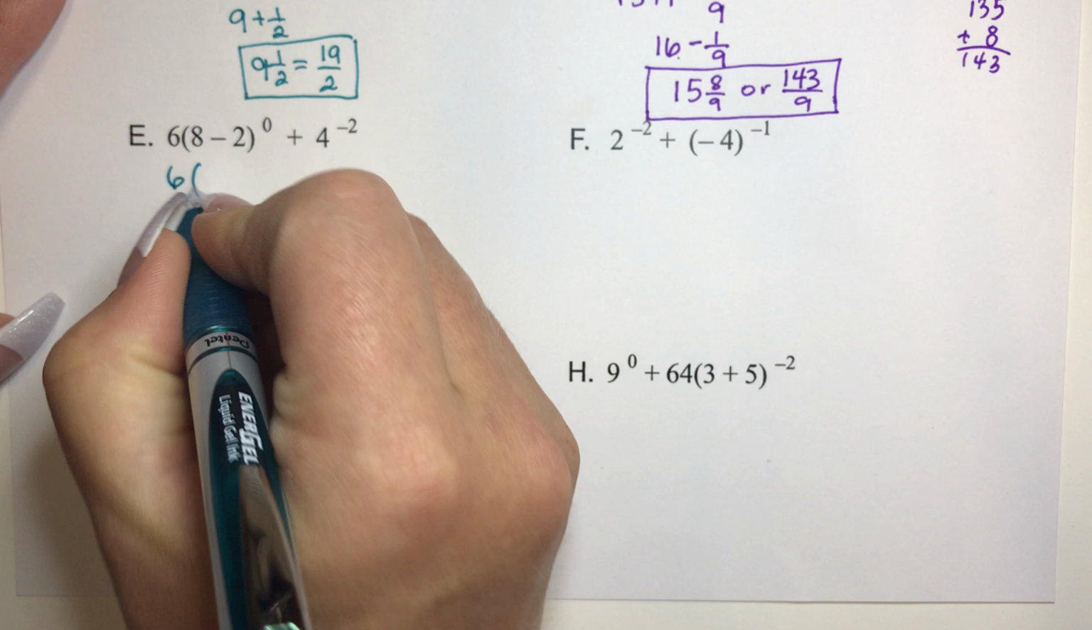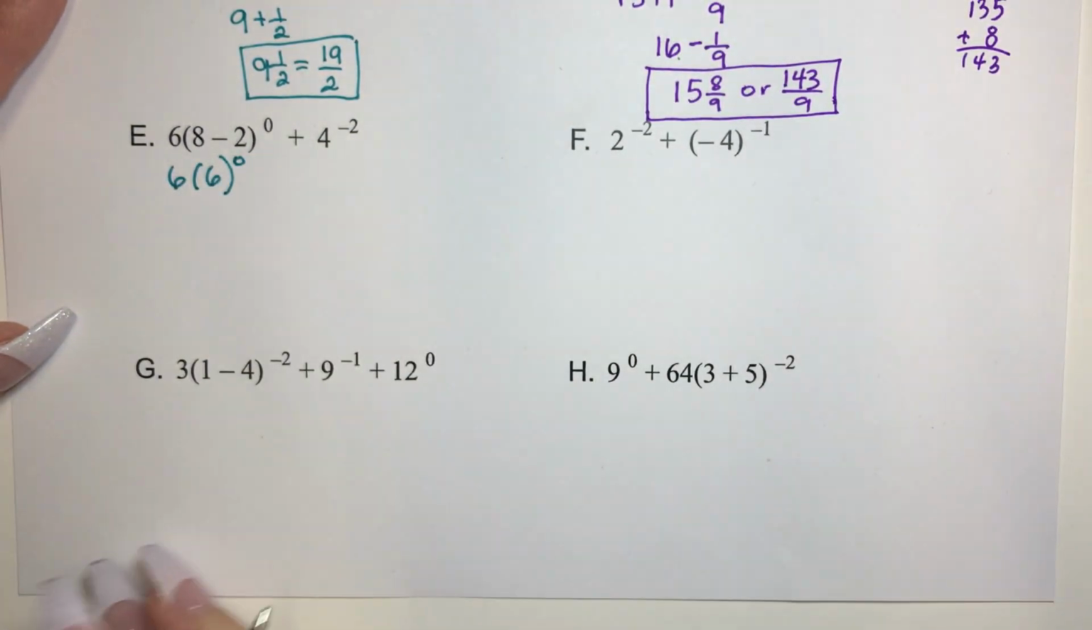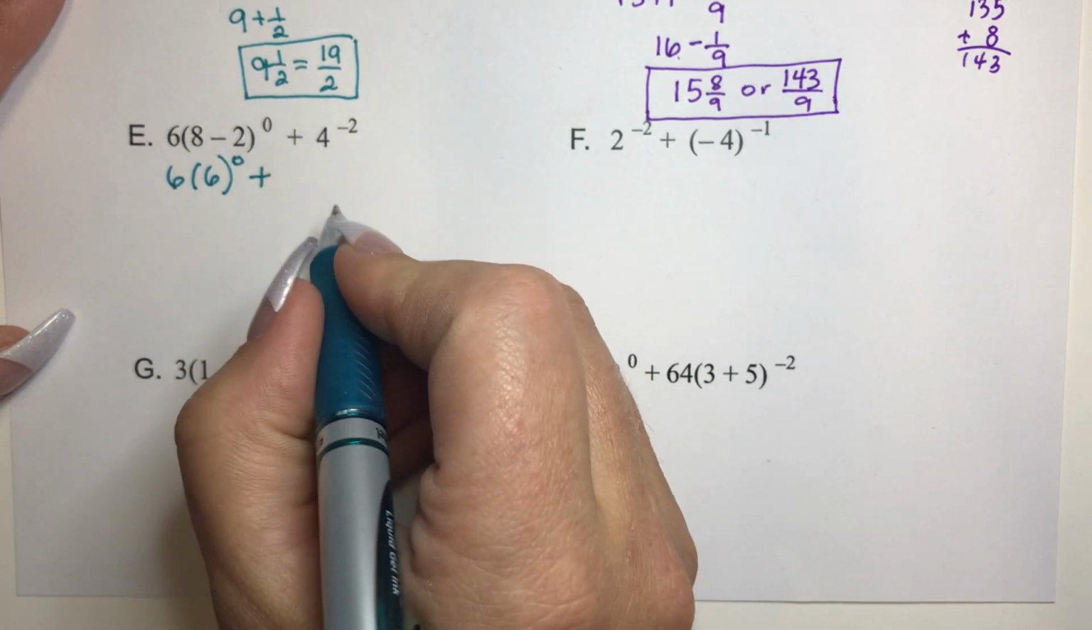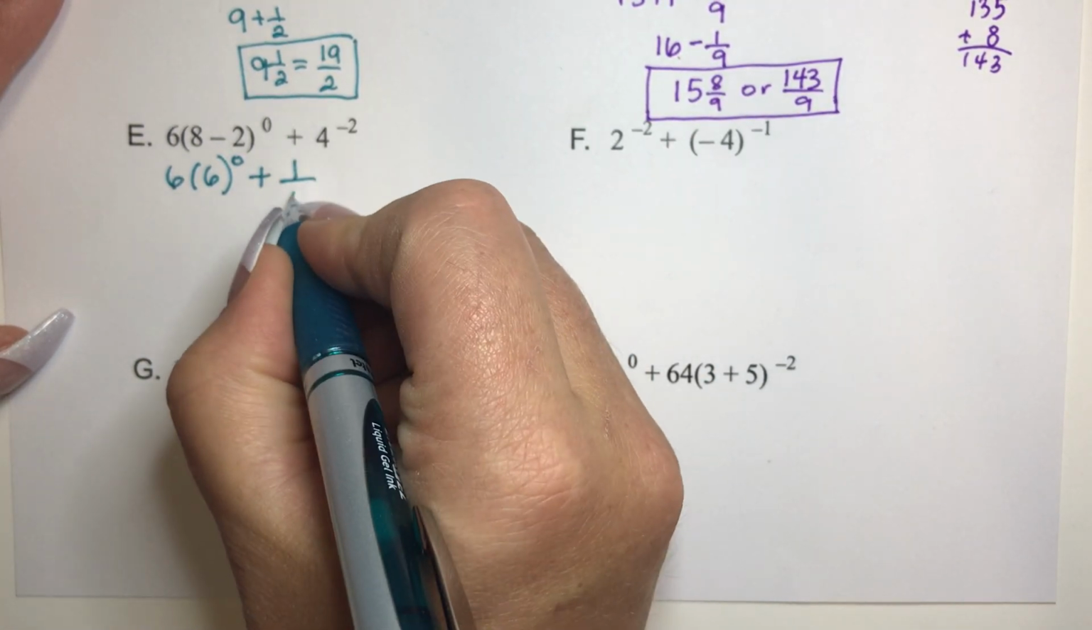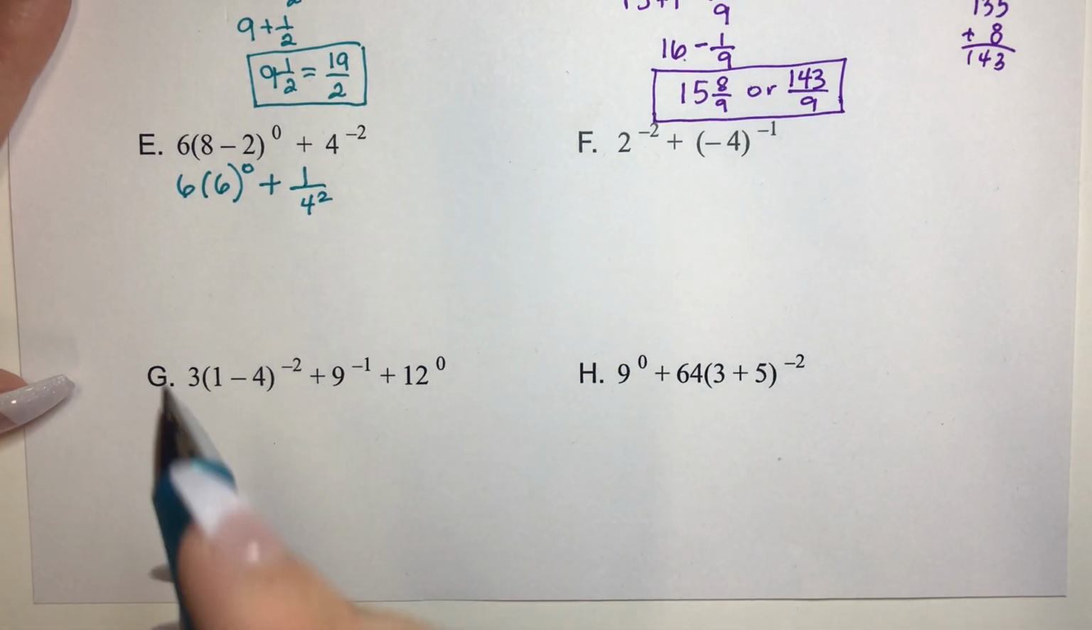So I'm going to rewrite this. 8 take away 2 is 6. Ooh, this is going to be tricky. I love it. Okay, plus, here we have that negative exponent, right? So it's going to be 1 over 4 squared. Now we're going to do the exponents.